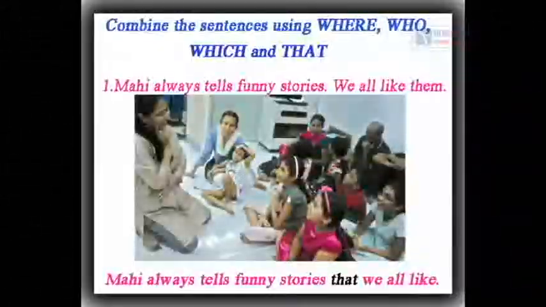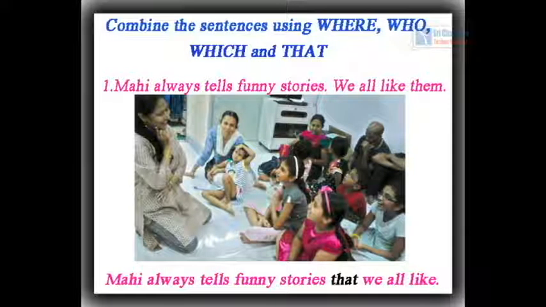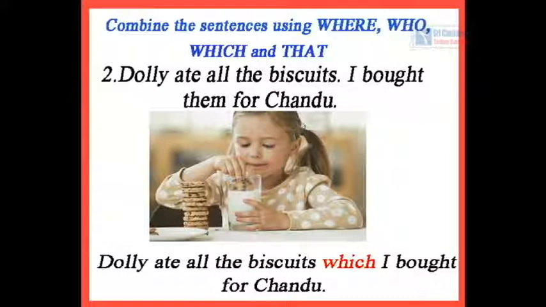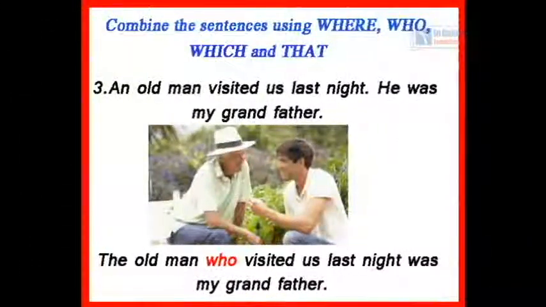Combine the sentences using where, who, which, and that. Mahi always tells funny stories. We all like them. Mahi always tells funny stories that we all like. Dolly ate all the biscuits. I bought them for Chandu. Dolly ate all the biscuits which I bought for Chandu. An old man visited us last night. He was my grandfather. The old man who visited us last night was my grandfather.